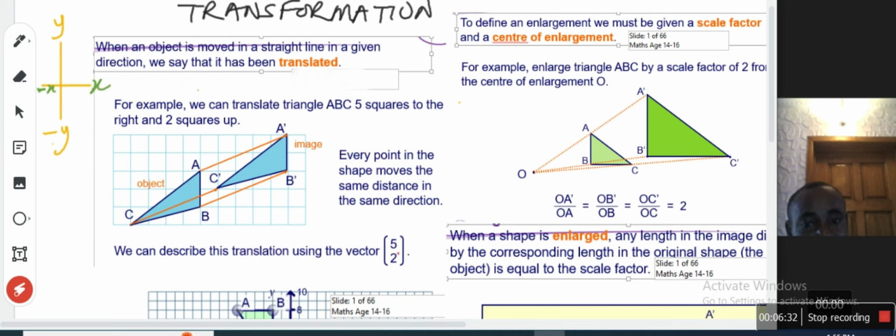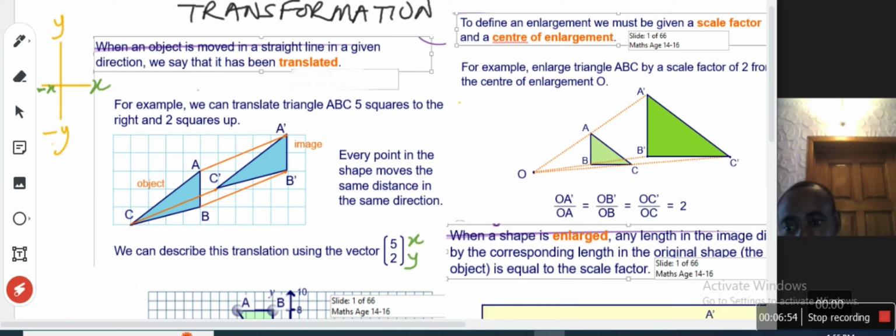And then we also shift it 2 places up, which is positive 2. Vertically, the one mentioned second. The first one is x, the other one is y. Simple.